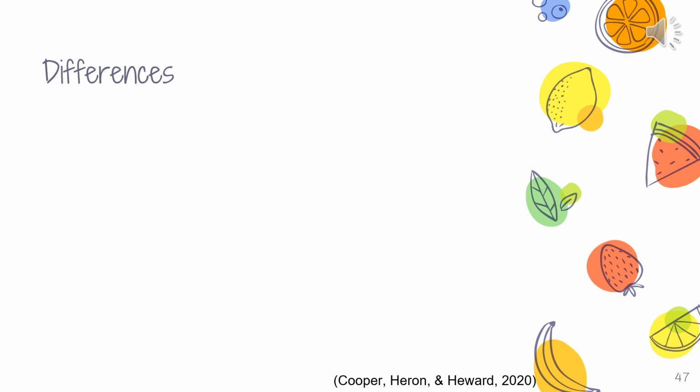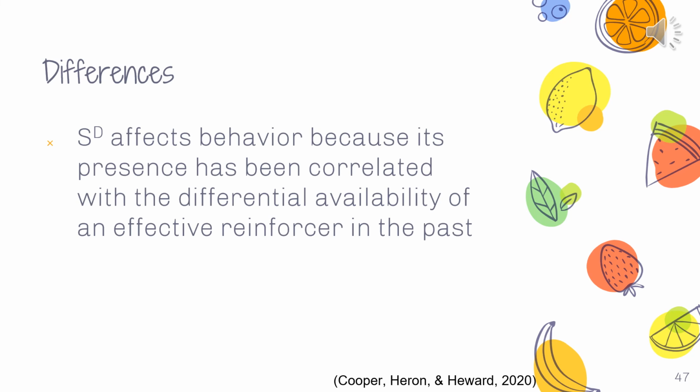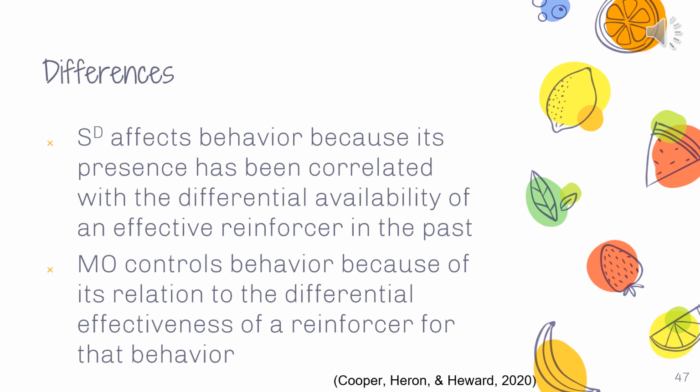The main difference between the SD and MO is that the SD affects behavior because its presence has been correlated with the differential availability of an effective reinforcer in the past, whereas the MO controls behavior because of its relation to the differential effectiveness of a reinforcer for that behavior.